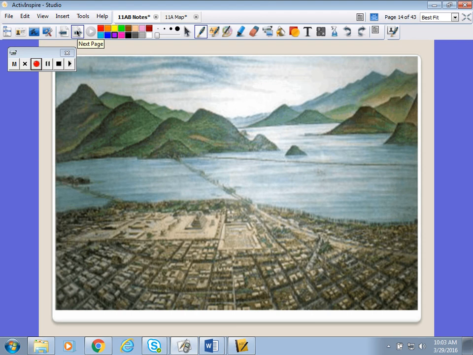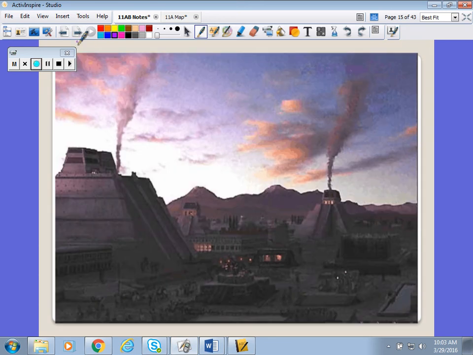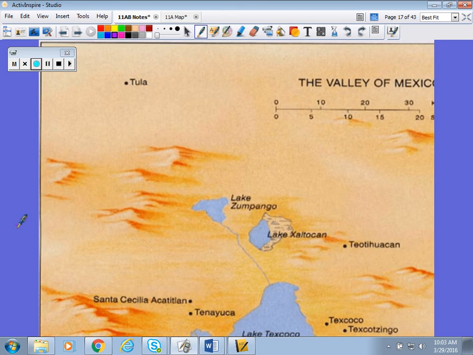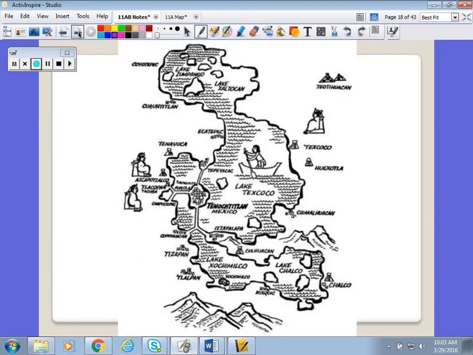Now, Tenochtitlan is a special city in that you can see here, in these pictures, it's built in the middle of a lake. It's built in the middle of Lake Texcoco. This is a better picture of it here. As you can see, we've got the lake, and this is the city right out in the middle of it.